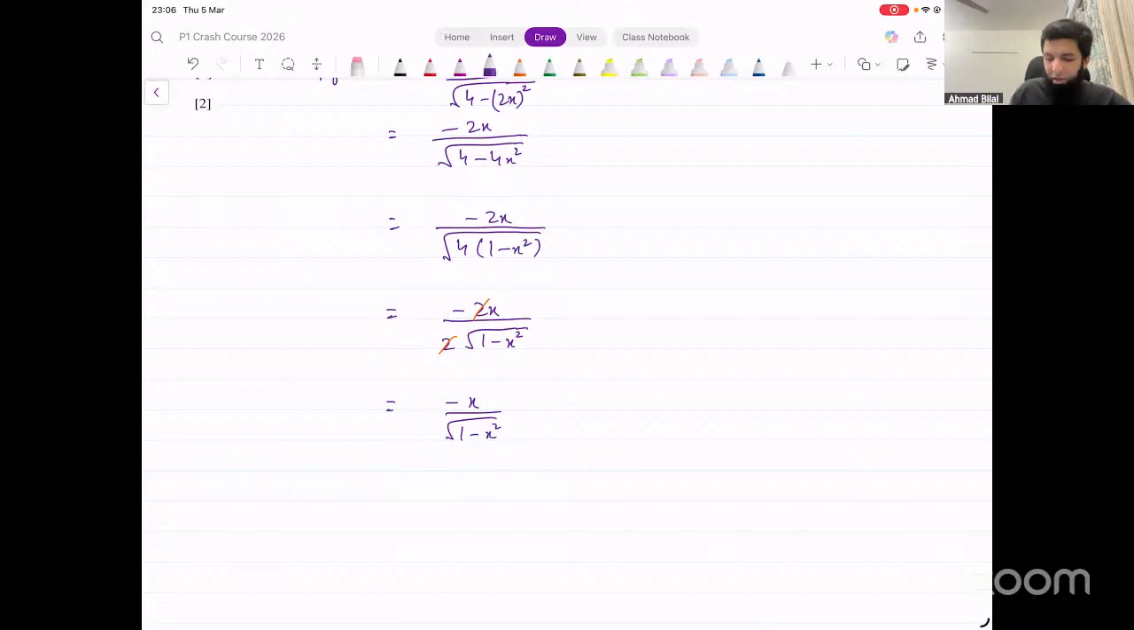Yes, in the denominator, you could say 1 plus x into 1 minus x, but that will be factorized form, right? This is simplified form, so we just leave it as it is. That's the function fg of x.